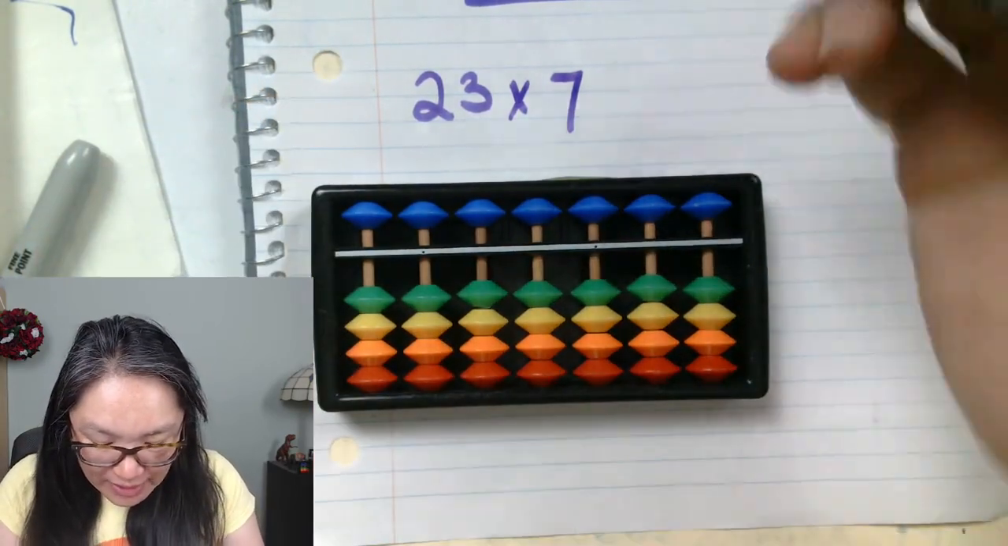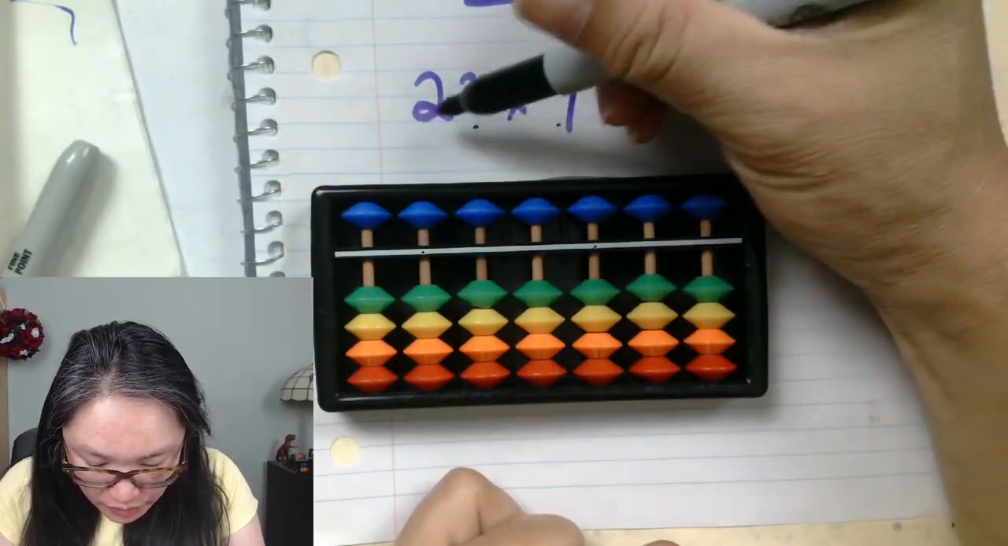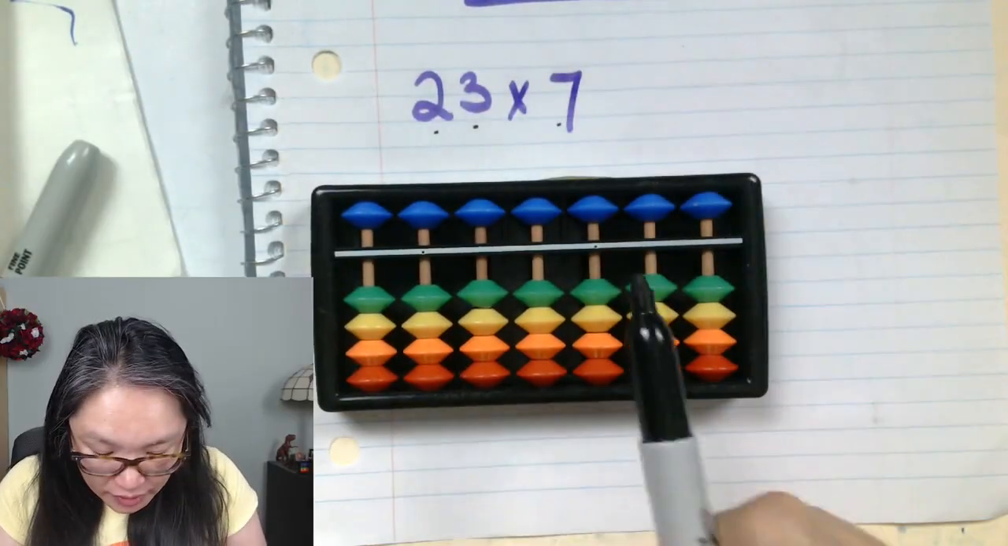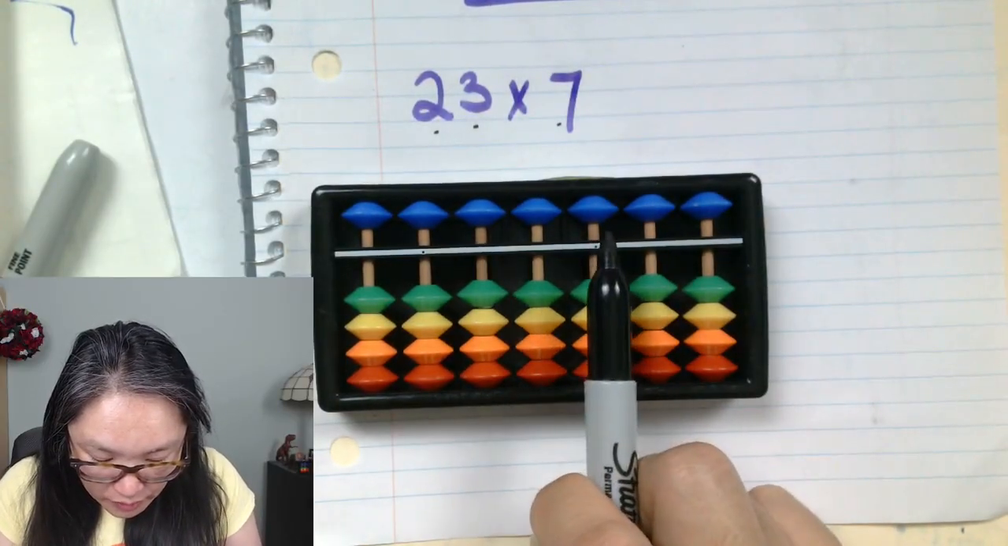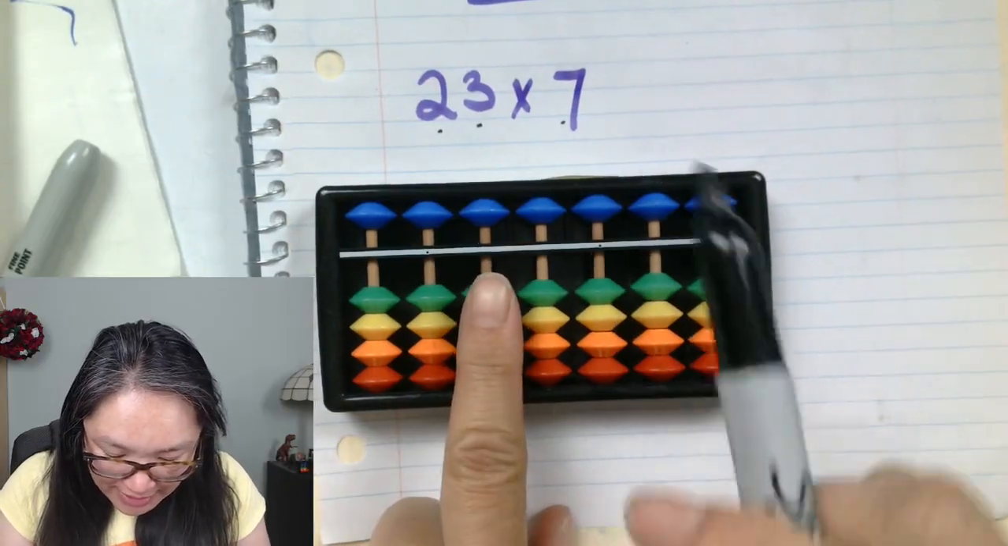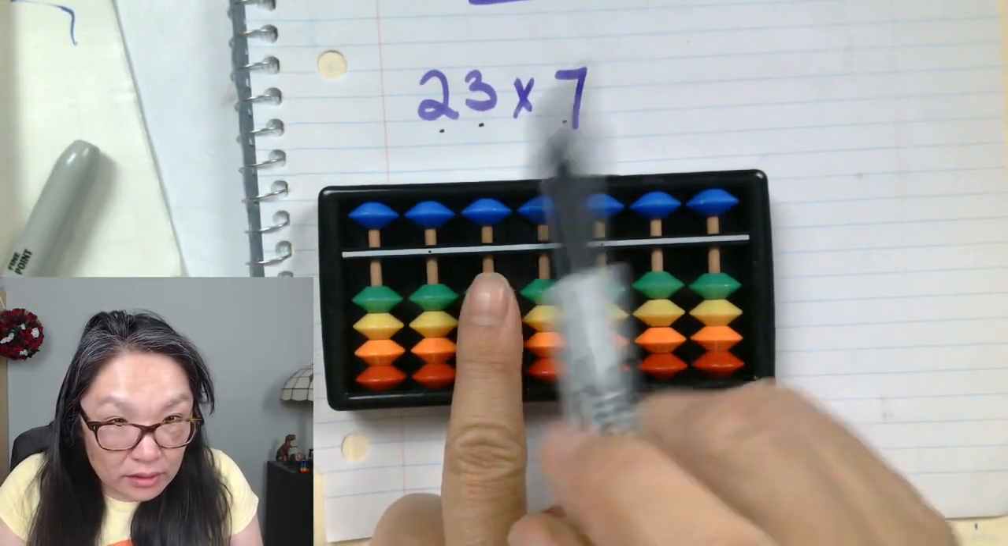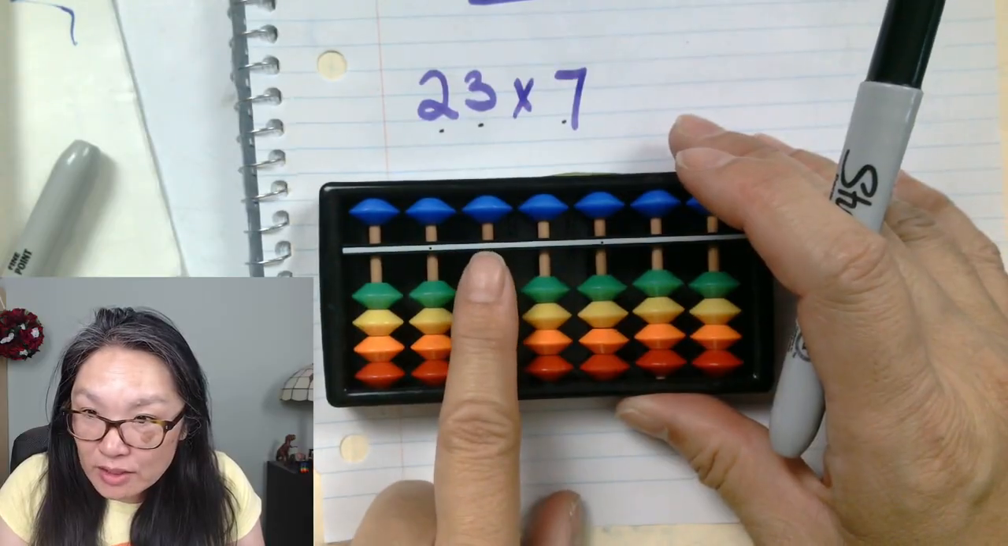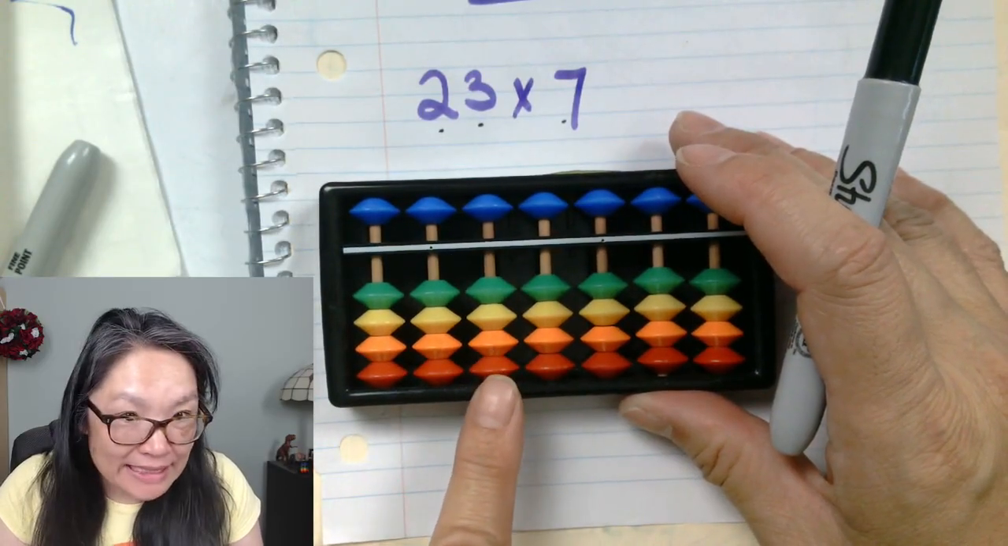What we do is we count our digits: 1, 2, 3. The reason we count our digits is so we know where to put our answer. So the answer is going to be somewhere around here. A ballpark figure, just a ballpark. We just need to get an idea where we're going to go.